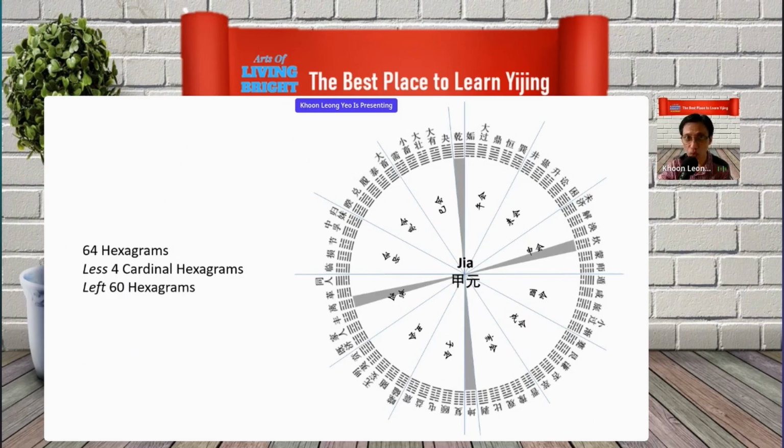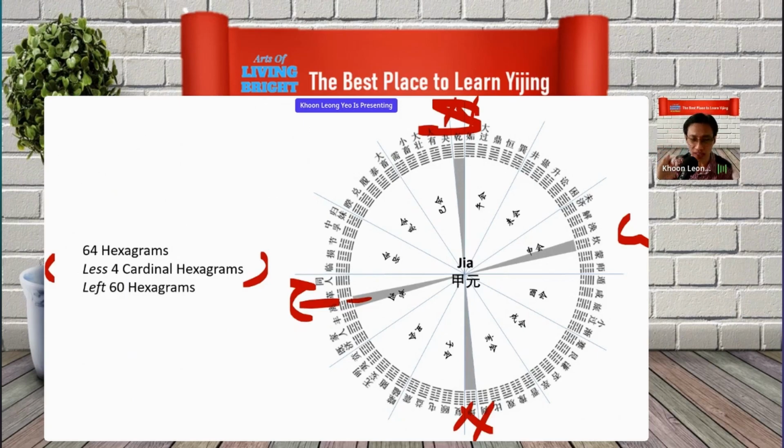Although the circular ring is filled with 64 hexagrams, the 4 cardinal directions, that means absolute north, south, east and west, the shaded ones, we don't use. They are so-called supervisors for the 4 seasons, one for each season. So we don't use them for our annual hexagram. Therefore, of the 64 hexagrams, you take away 4, and you're left with 60 hexagrams to play around with.